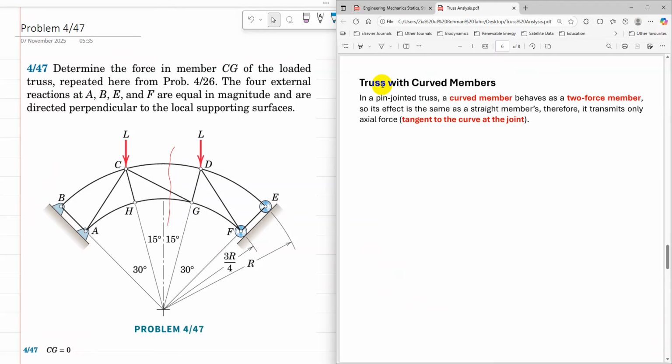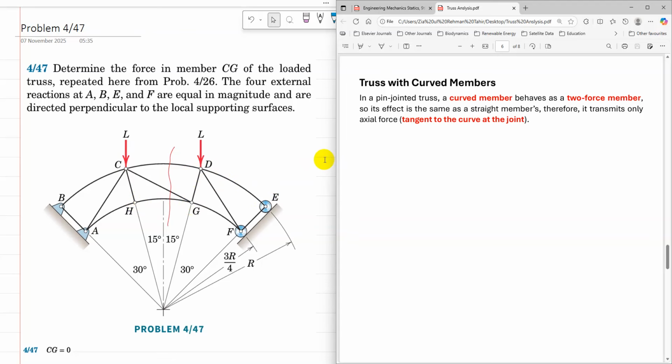When a truss has a curved member in a pin joint truss, a curved member behaves as a two-force member, so its effect is the same as a straight member. Therefore it transmits only axial force, which is tangent to the curve at a joint. CD is a curved member, so it will behave as a straight member. HG is again a curved member, so it will behave as a straight member.